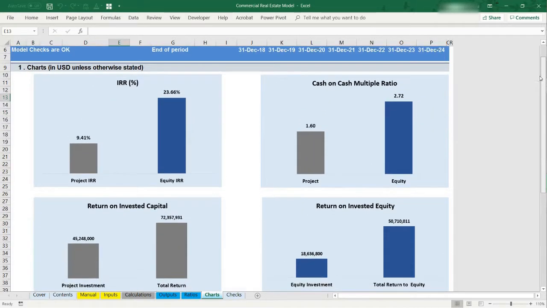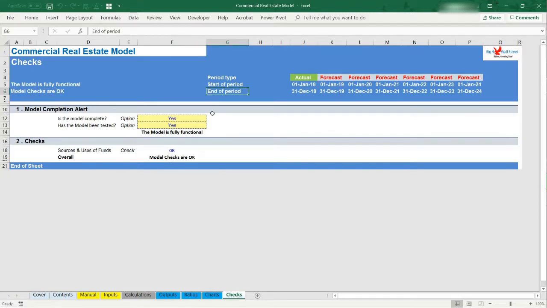Finally, on the Checks tab, the most critical checks are aggregated in this page that makes sure that everything is working as it should. The aggregated check is also depicted in every tab in cell A6.